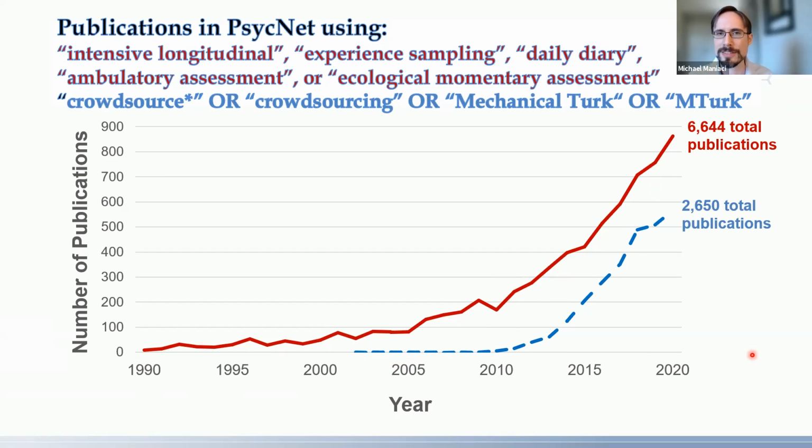So what about their conjunctive use? How many publications have referenced both these specific terms related to intensive longitudinal designs, and also one of these terms related to crowdsourcing, Mechanical Turk, and so on? Well, this isn't meant to be comprehensive. I'm sure I missed many relevant studies, but just based on these terms, between 1990 and 2020, I found 17 articles. So I'm not sure if you can see this little inchworm of a line down here.